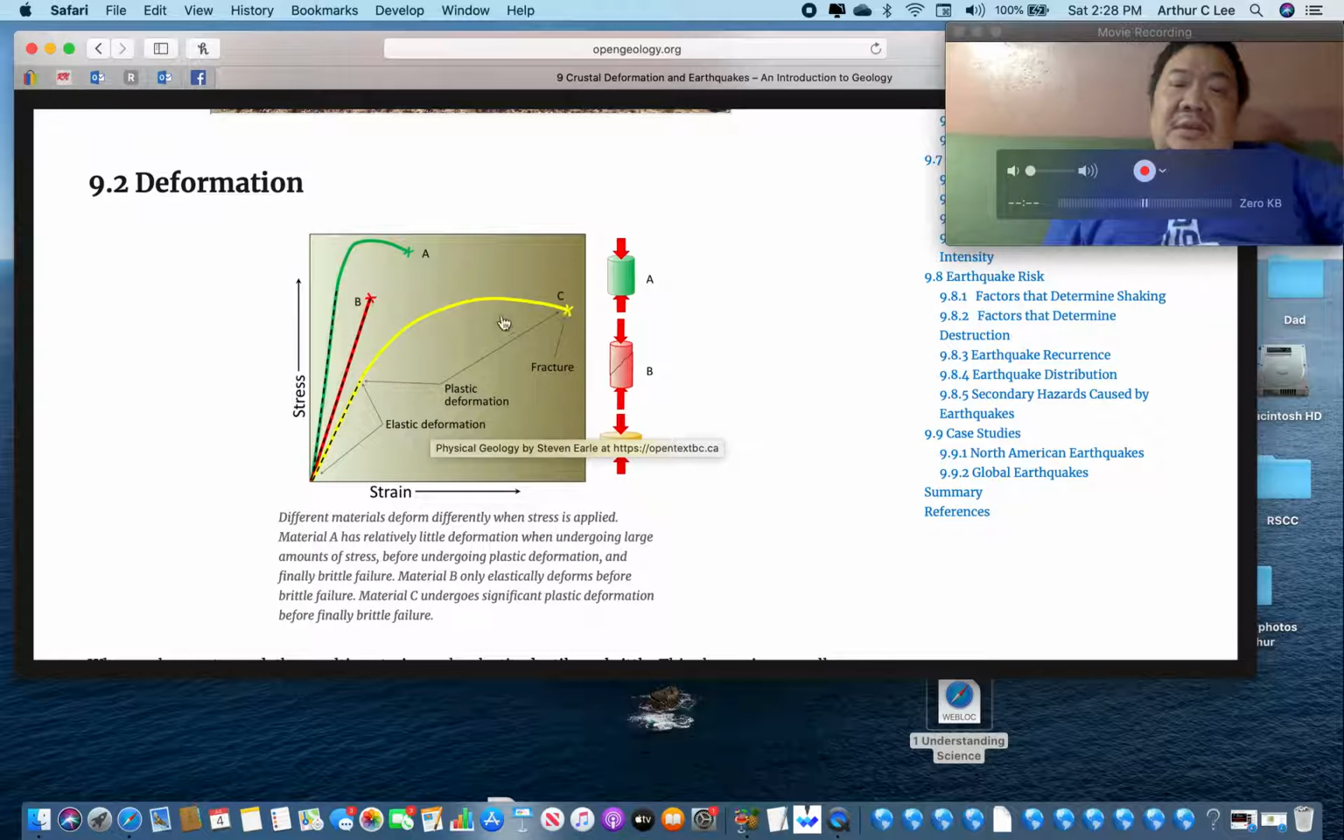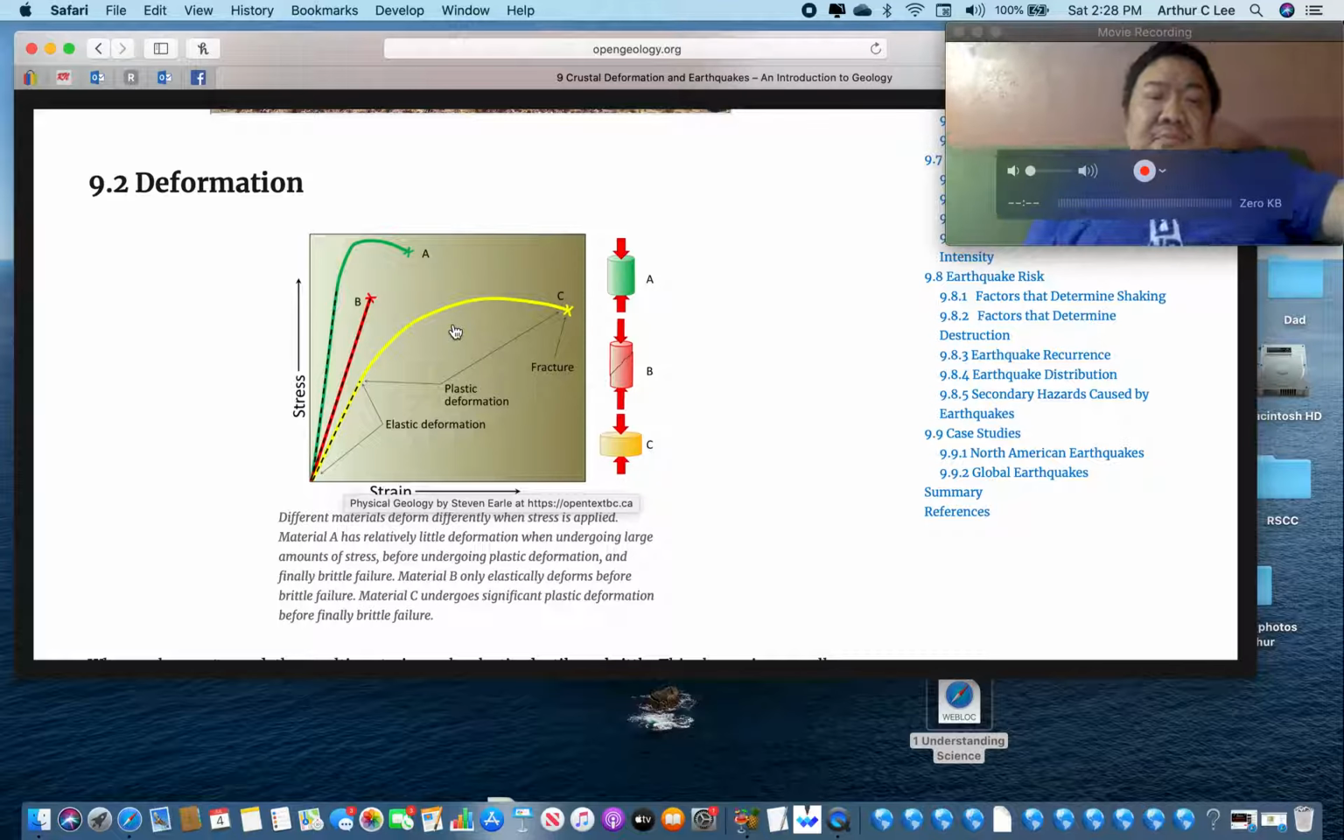There's various things you can glean out of this particular diagram. The first is, when you increase stress on a rock, the strain in the rock goes up. In other words, the rock changes shape more with the more stress you put on it. Think about it. If you take a rock, you're going to need more stress to change its shape more.